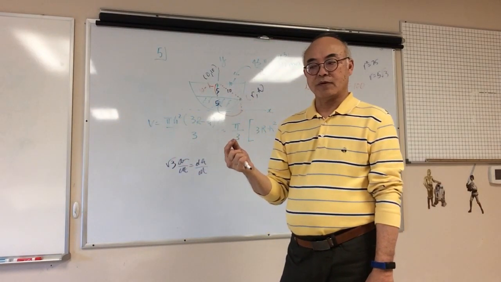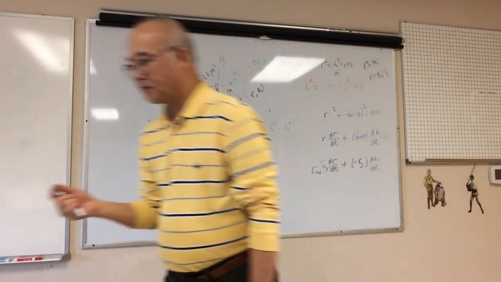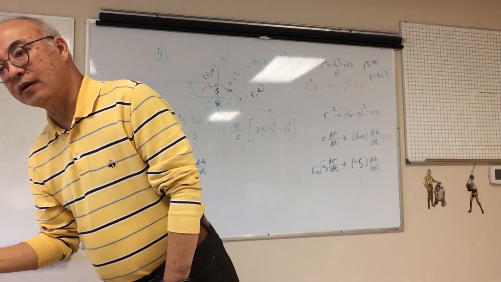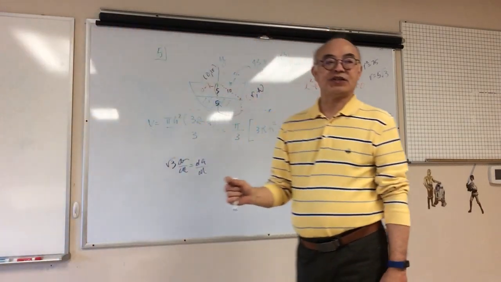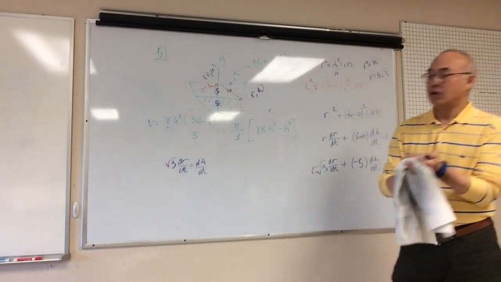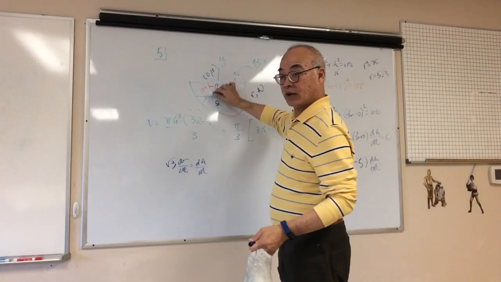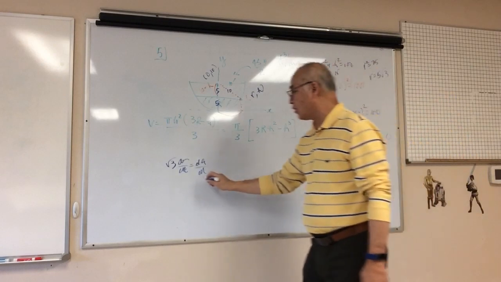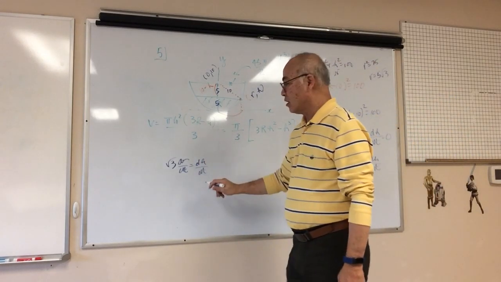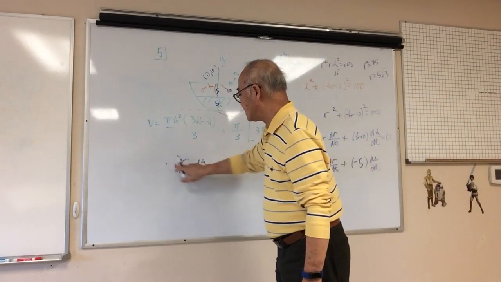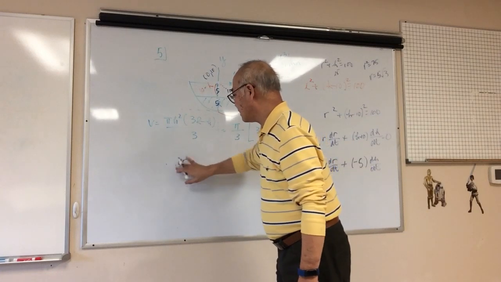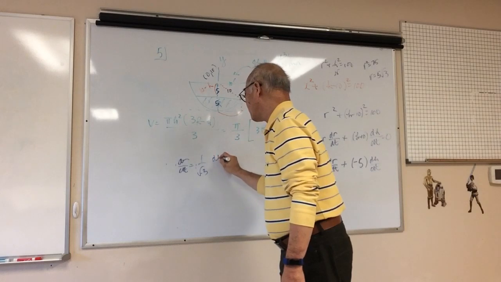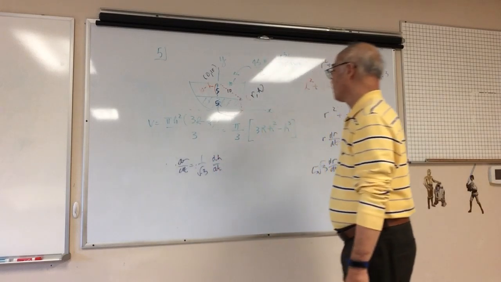What's the question? How fast is the water level rising? That would be dh dt, because it's the water level rising. So we want to know this in the end. So we have to solve for dr dt, and dr dt is equal to 1 over root 3 dh dt.